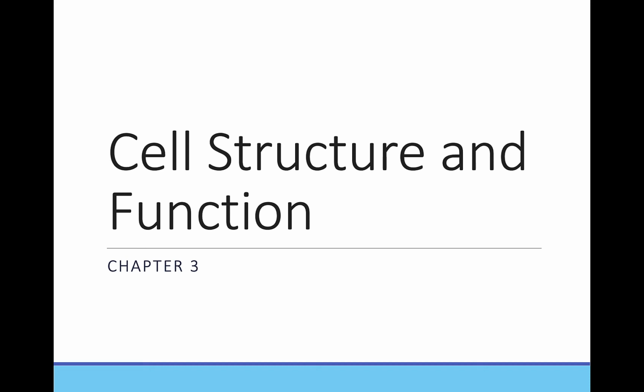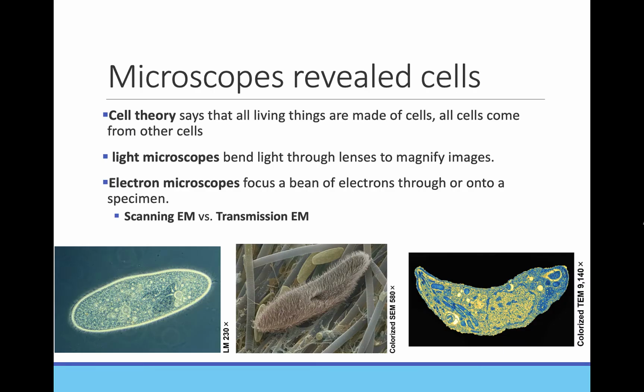Chapter 3 explores the structures that make up prokaryotic and eukaryotic cells. Cellular structures are called organelles, which means little organs. A cell is the smallest unit of life. Cellular biology would not be possible if scientists couldn't study cells.